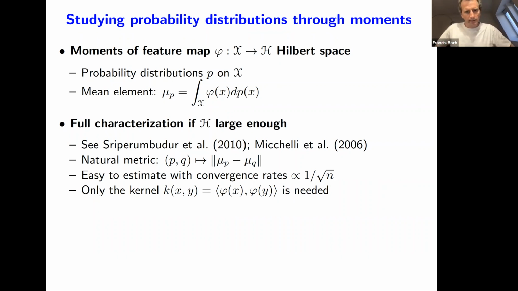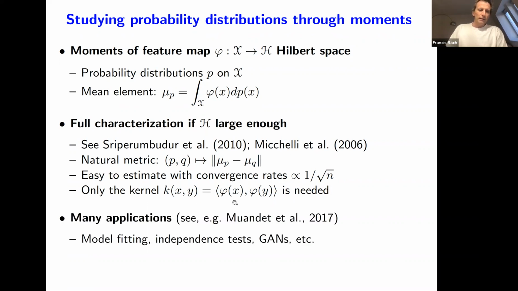The good aspect of this is that it can be estimated quite easily given some samples of P and Q. Typically the rate of convergence in terms of number of observations is parametric, 1/√n. So although you want to fully characterize the distance between distributions, you still have parametric rates. The other benefit is that the feature map only enters the equation through the kernel k of x, y, which is a dot product. In many cases it's hard to compute phi of x, but the kernel can be easily computed. So this has many applications.